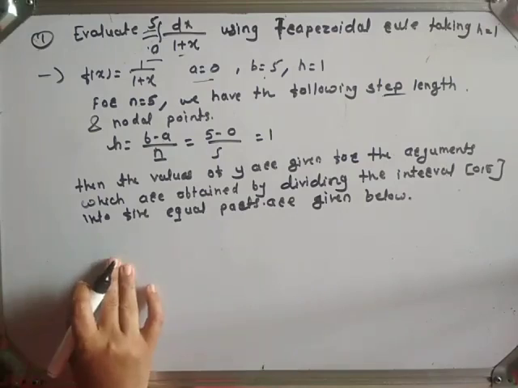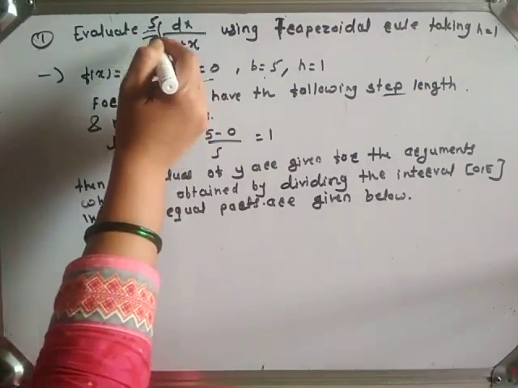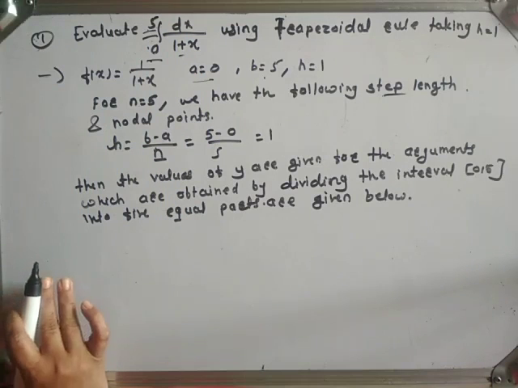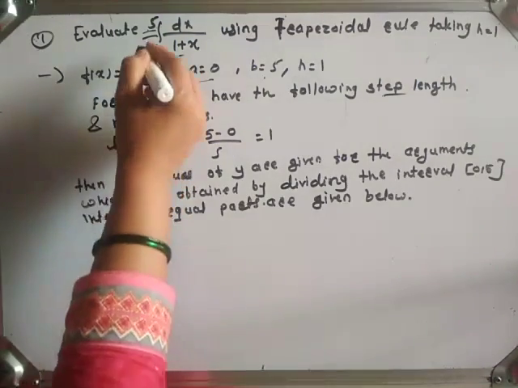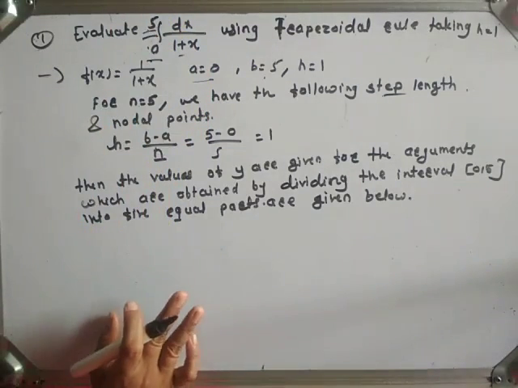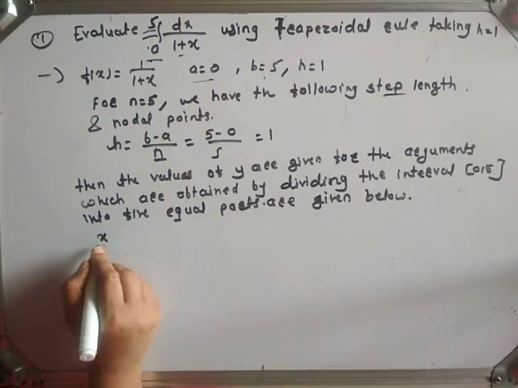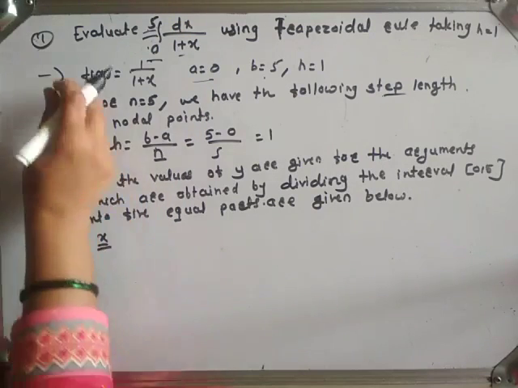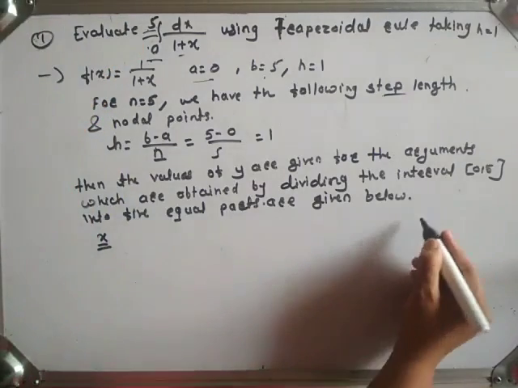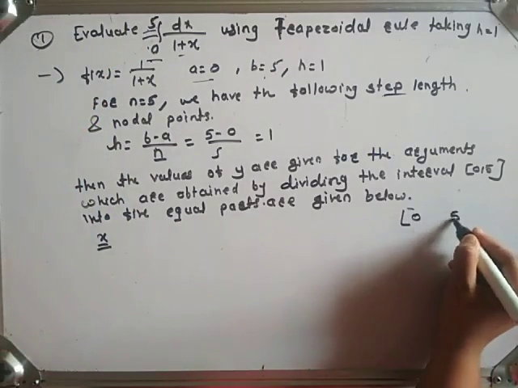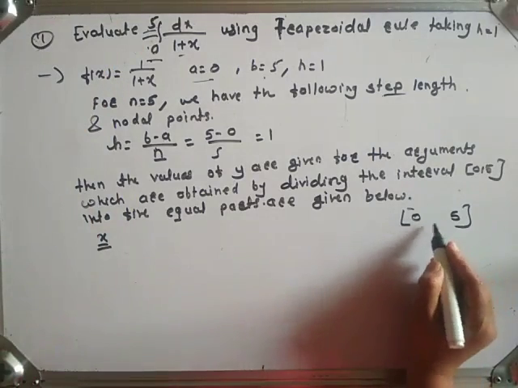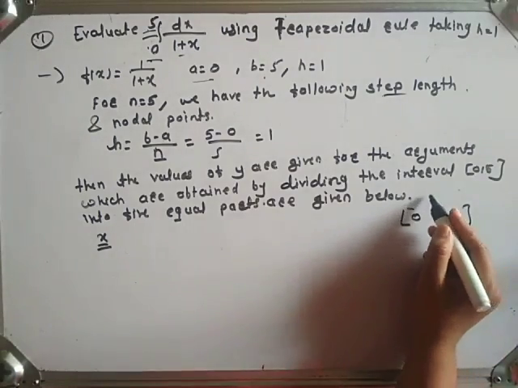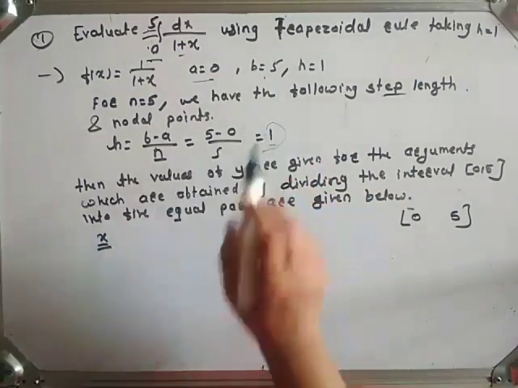Okay, here the interval is from 0 to 5. N is equal to 5, so we divide this interval into 5 equal parts. Your argument lies in 0 to 5, which means you have an interval from 0 to 5. We divide this interval into 5 equal parts, and here h is equal to 1.